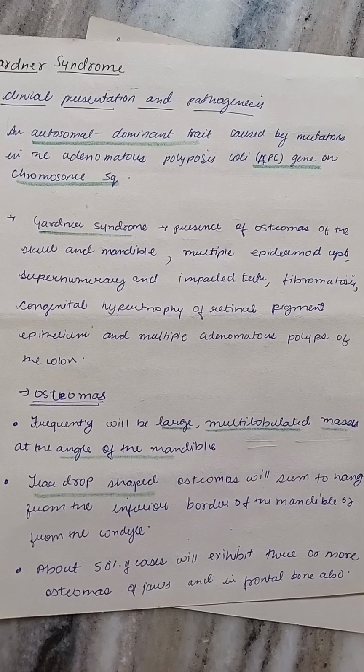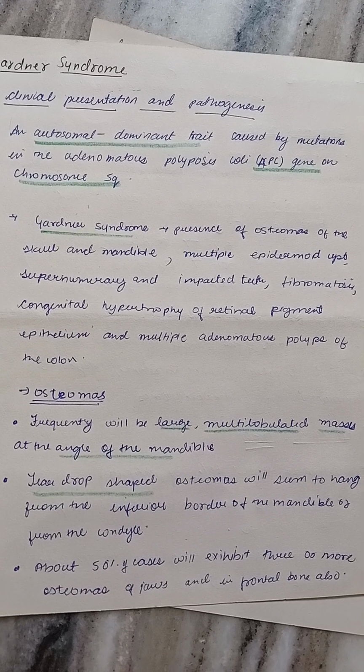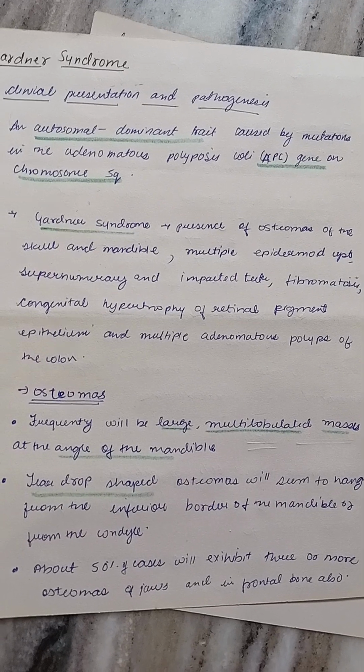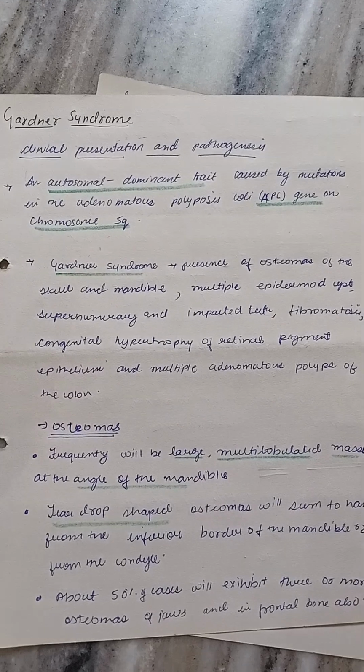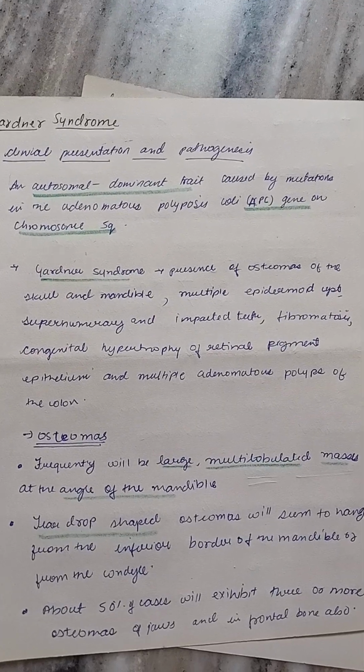It is an autosomal dominant trait caused by mutation in the adenomatous polyposis coli APC gene on chromosome 5q. So it is an autosomal dominant trait and mutation in the APC gene, which is present on chromosome 5q.